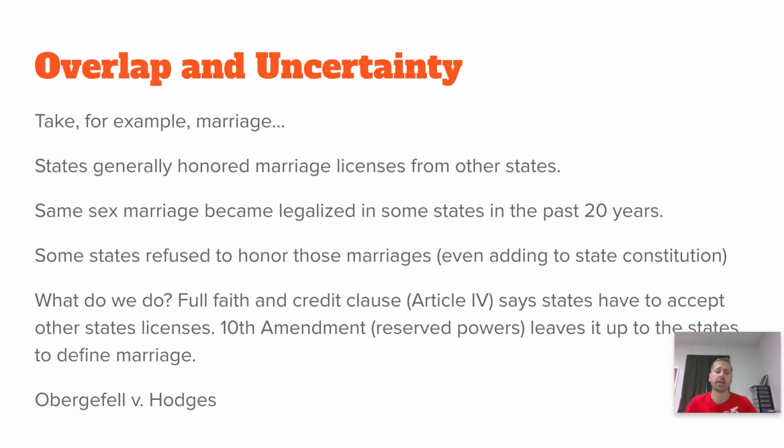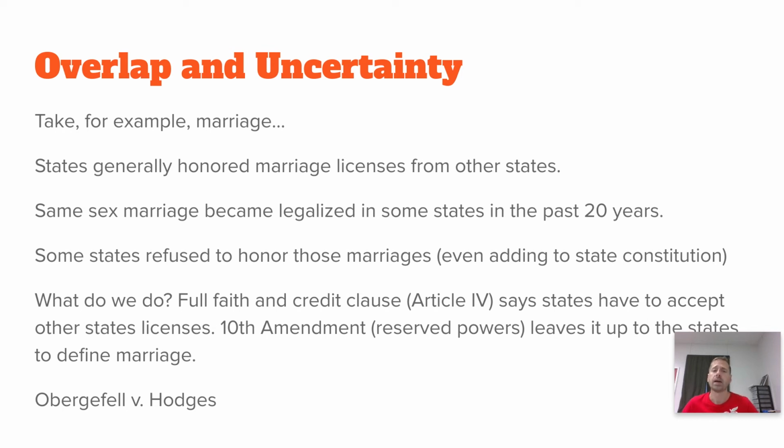We can look at this one example, and we're going to look at a court case at the end of the unit that deals with marriage. We know that marriage is not listed in the Constitution, so it's left up to a state power. That's a judicial record of the state. And so that's going to fall under Article 4, the full faith and credit clause. Most states, generally speaking, honored marriage licenses from other states, because that's what they said that should happen.